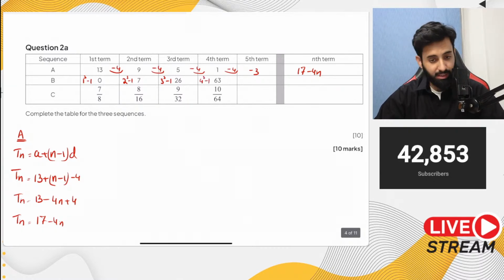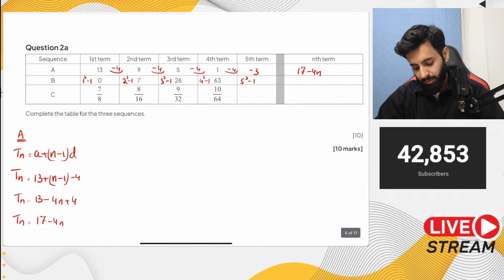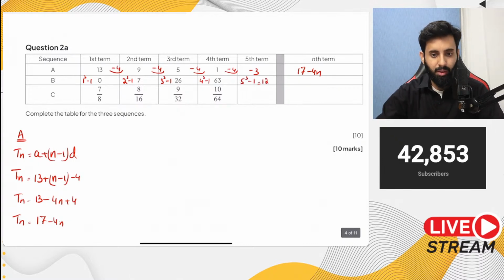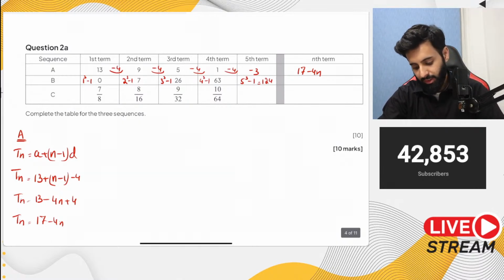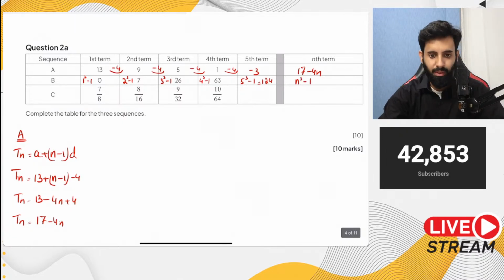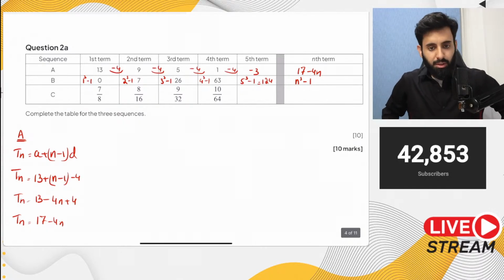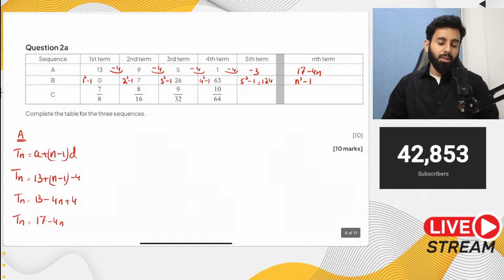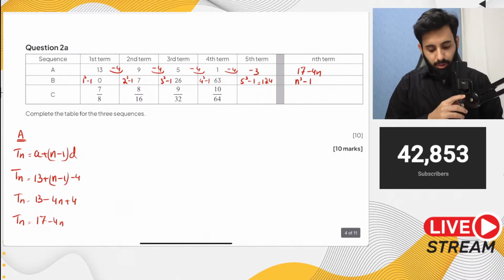Okay. And just like that, the fifth term is going to be 5 cubed minus 1. So that means it's going to be equal to 124. So if the fifth term is 124, what is the nth term going to be? It's simply going to be n cube minus 1. So if you want the sixth term, you do 6 cube minus 1. If you want the seventh term, you do 7 cube minus 1. So if you want the nth term, you would do n cube minus 1. And there you go. That's your answer.